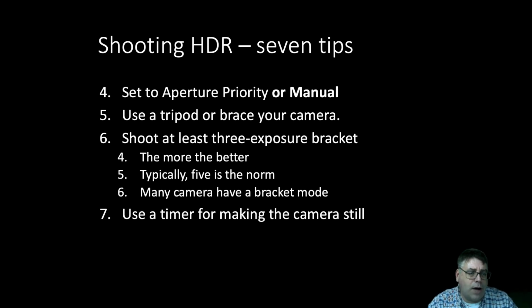So set your camera to either aperture priority or manual. I tend to go to the manual side, but let me explain why you would want aperture priority. When you're shooting HDR, if you use aperture priority, you set the aperture and the camera will change the shutter speed. The reason you want to do that is you're merging all these photos together.